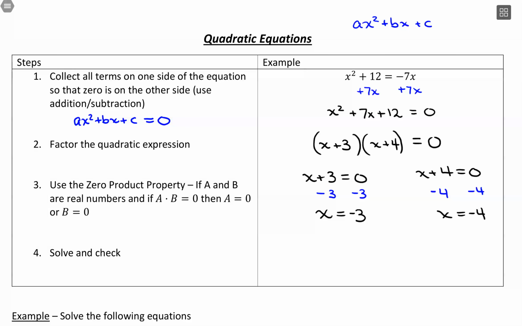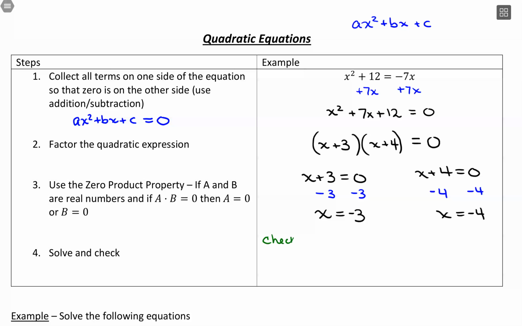So let's check this. What we end up with is two checks. We would plug in x equals negative 3, so we want to look at negative 3 squared plus 12 and see, is that equal to negative 7 times negative 3? We also want to see if negative 4 works. We have negative 4 in parentheses squared plus 12. Does that equal negative 7 times negative 4?